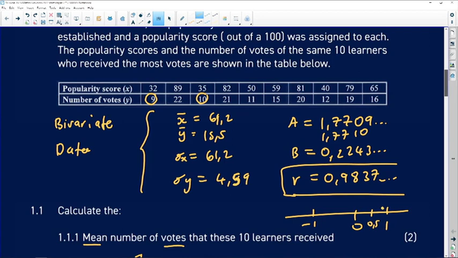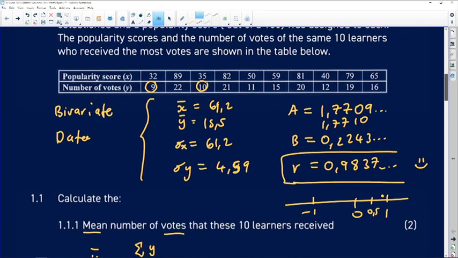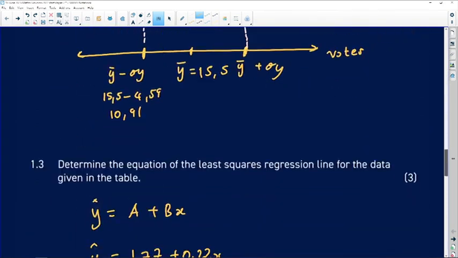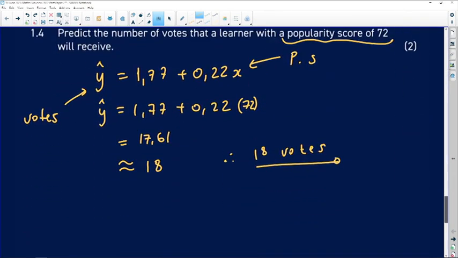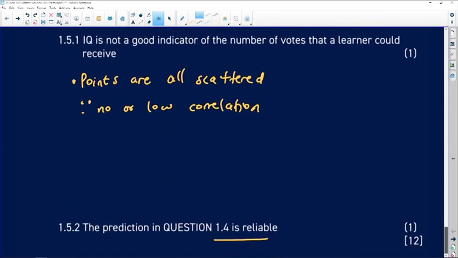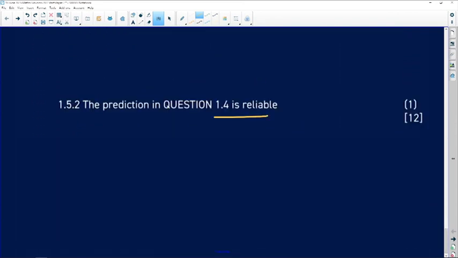So we can clearly say that because our R value is 0.98, it's a good indication that popularity does have a relationship with the votes. There is a strong correlation, okay? It doesn't cause it, but there is a correlation there. So we can say in our answer, why is this prediction good? Well, it's because R is very, very big. It's 0.98, which indicates a 98% correlation.